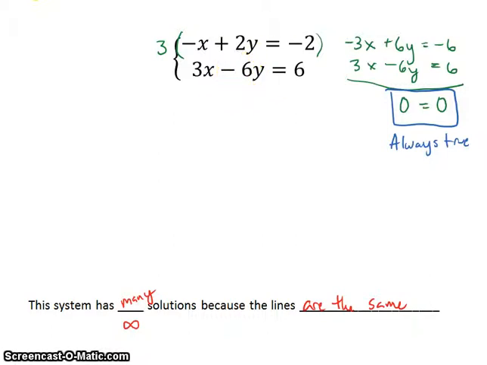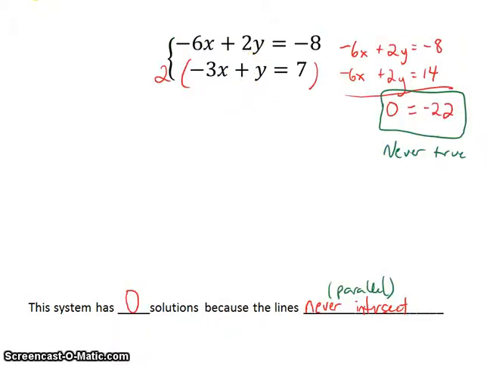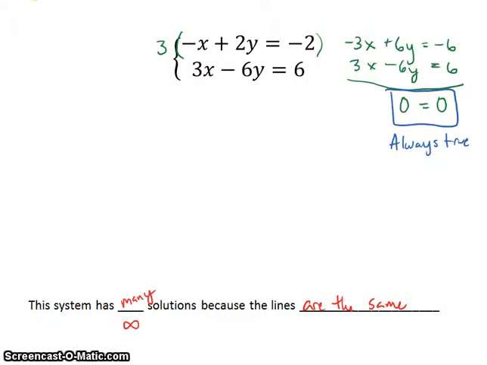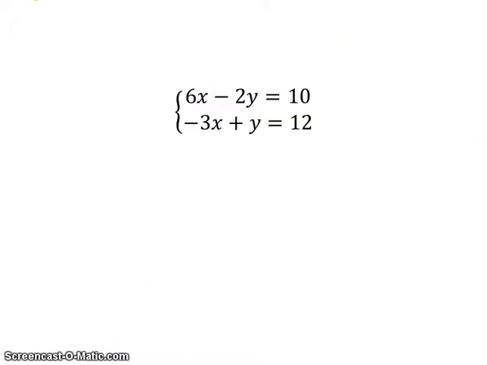So that presents us with two additional cases. The previous case where something was never true and the lines are parallel and never intersect. Or the second case where it's always true and there's infinite number or many solutions because the lines are the same. So let's go through and solve some examples and identify the number of solutions that each one has as 0, 1, or infinitely many.